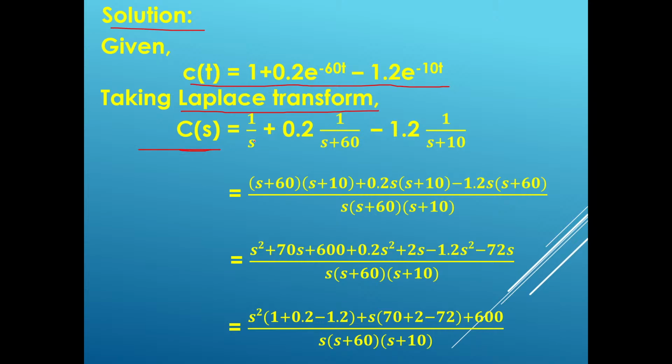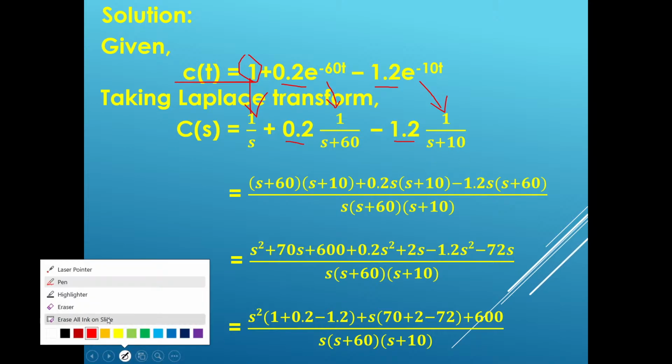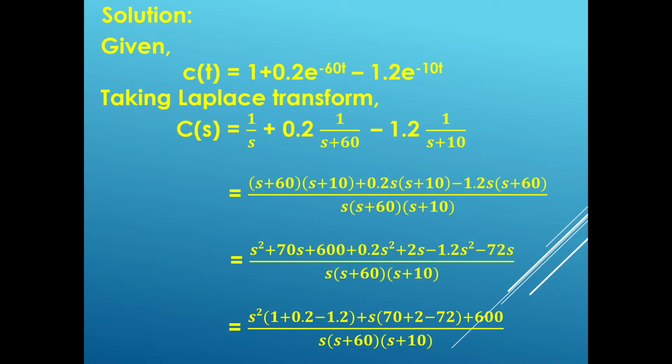Laplace of 1 is 1 by s. 0.2 is constant, leave it. Laplace of e power minus 60t is 1 by s plus 60. And minus 1.2, which is constant, leave it as it is. Laplace of e power minus 10t is 1 by s plus 10. It's simple. You will get 1 by s plus 0.2 by s plus 60 minus 1.2 by s plus 10.